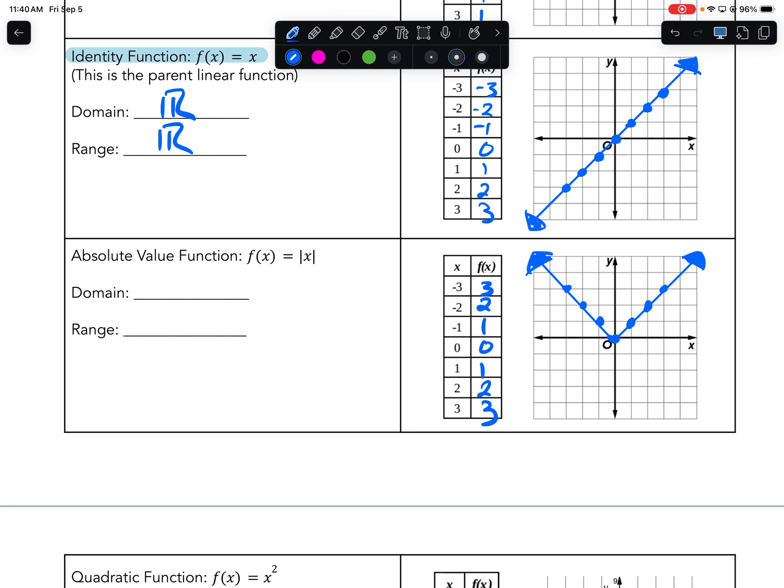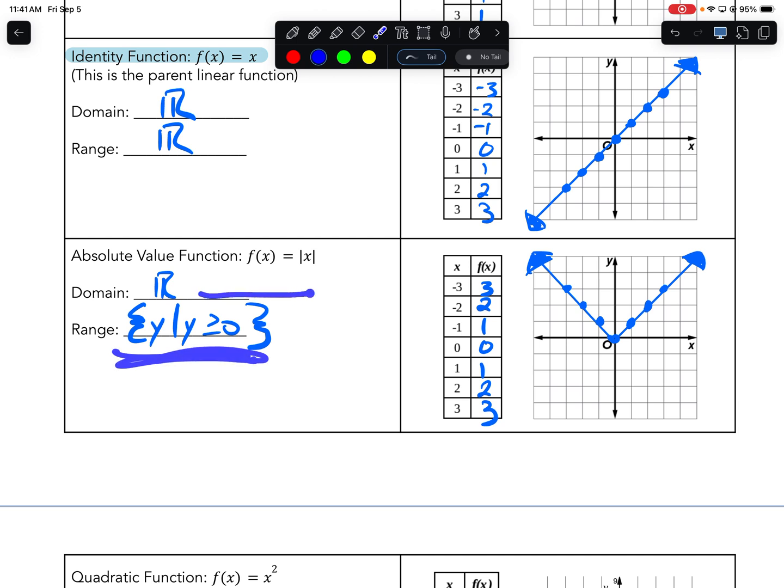So when we talk about domain on that one, what do we get, Maddox? All real numbers, very good. How about range, JR? Good. Let's write in set builder notation again. So we write y such that y is greater than or equal to 0. This is set builder notation I just wrote right here.